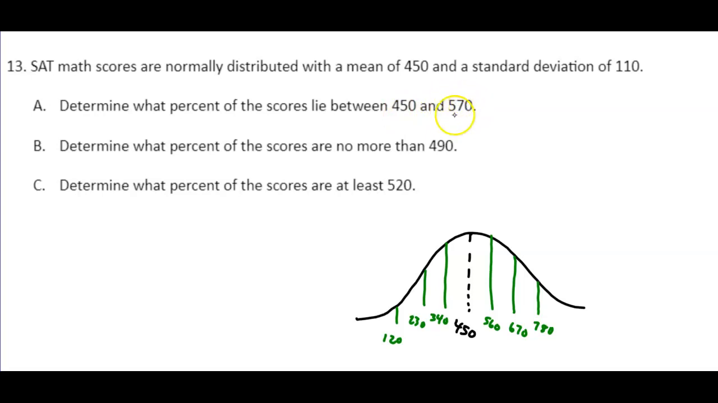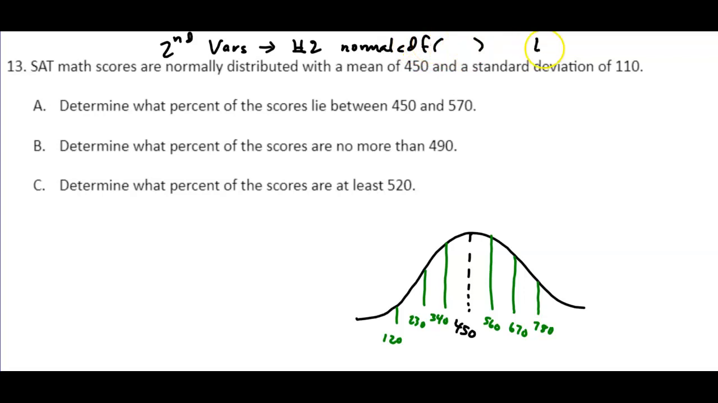So because 570 is not included as one of those numbers under the curve, we need to use our calculator for this. In fact, if you look at all of these, 490 is not on the bottom of the curve, neither is 520. So we're going to use the calculator for all of these. Remember, guys, this is where you go to second vars on your calculator. Then you're going to choose number 2 for normalcdf, and then you're going to fill in the values that it asks you for.